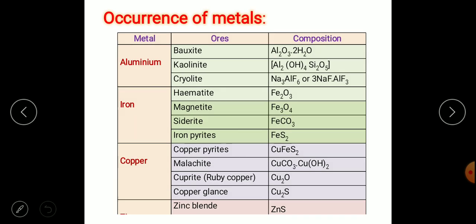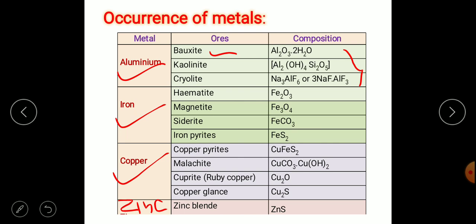Under the occurrence of the metals, you are going to extract aluminium, iron, copper and zinc. Under aluminium, bauxite, kaolinite and cryolite are the ores of aluminium, each with its own composition. Aluminium can be extracted from the bauxite ore.